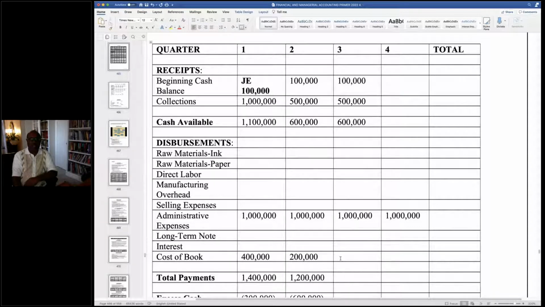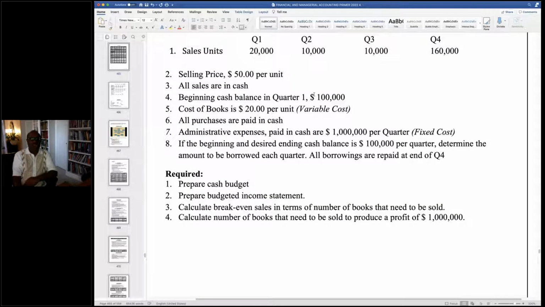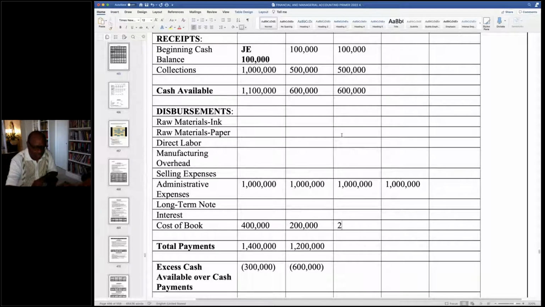Administrative here. How much are the books going to cost us? $10,000 books at $20 each. How much are these books going to cost us? $200,000. So we're at 1,200,000 again. So we're still deficient another 600,000.